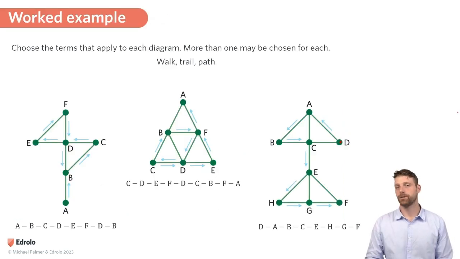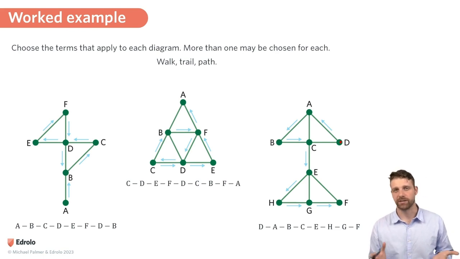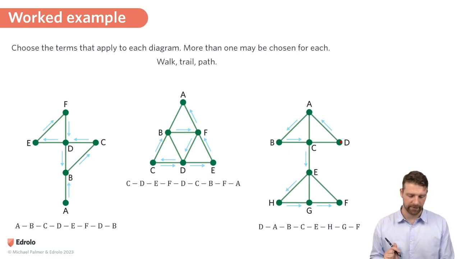Excellent. Okay, let's do a worked example. This one reads, choose the terms that apply to each diagram. More than one may be chosen for each. So the words I get to choose from are walk, trail, and path, and I can choose more than one. I'm going to try and indicate what I think the best descriptor is of that particular sequence of edges. Let's look at the first one on the left here. We've got A, B, C, D, E, F, D, B, and I'm going to try and draw one continuous line along that walk, trail, or path.